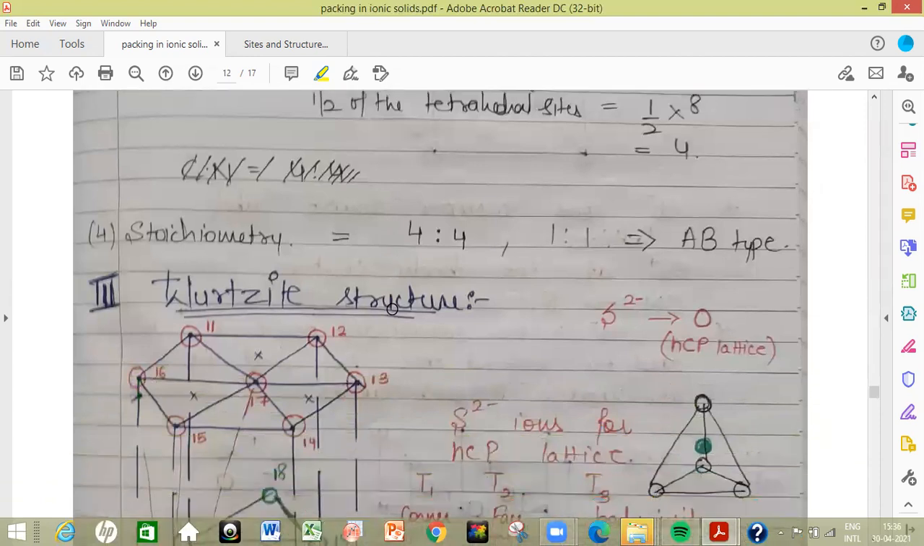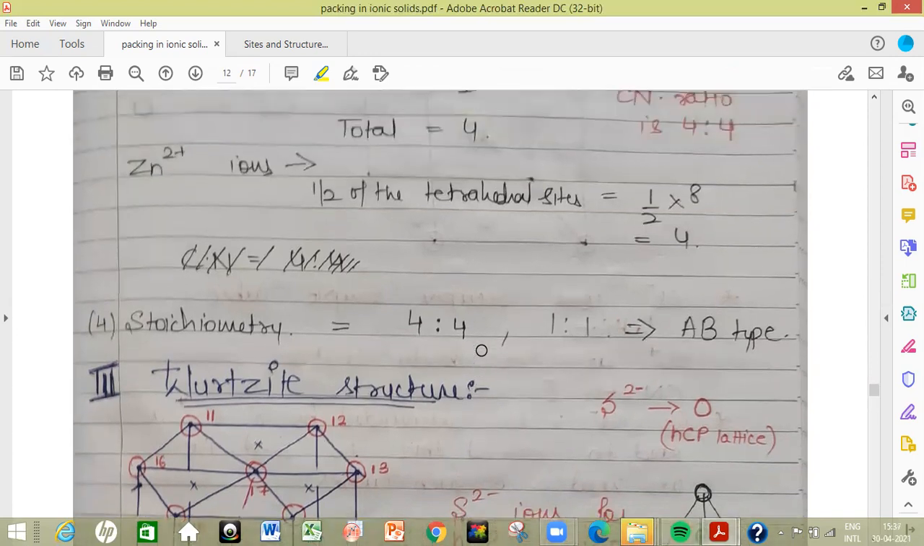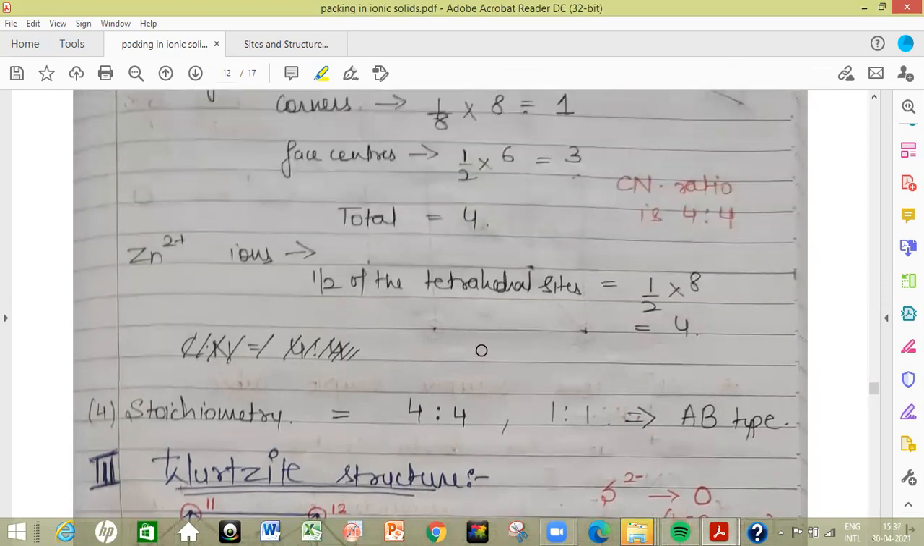The next structure is the wurtzite structure. We will be discussing this structure in the video about the hexagonal close packing system. We have not yet discussed the sites, positions and number of sites present in the HCP lattice, so this structure will be discussed in combination with that particular part. From the AB type of category, only cesium fluoride is left, so that also we will be discussing in the next video.